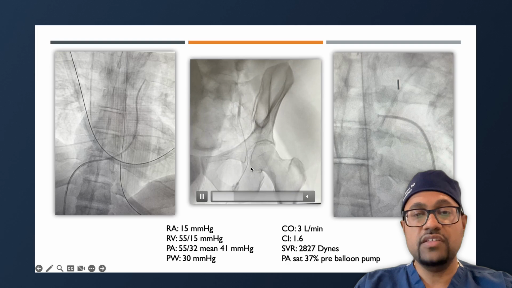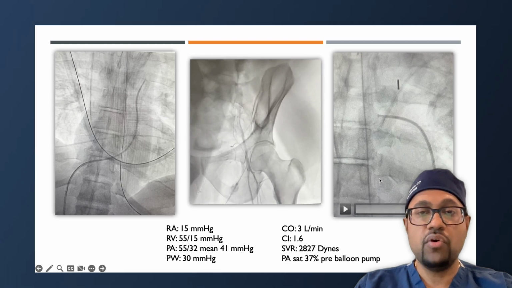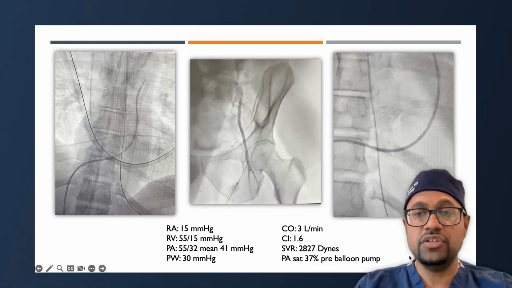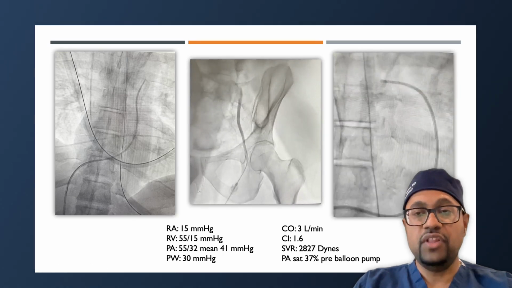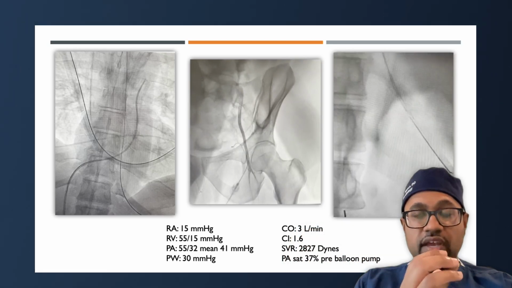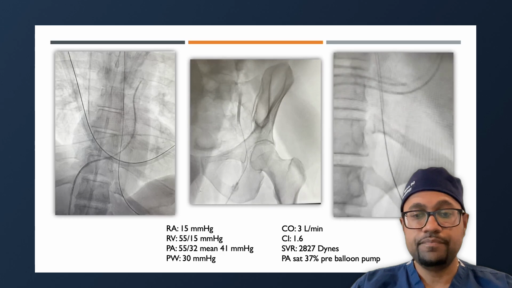And more concerning is when I injected the artery in the leg, the artery is extremely small, limiting my options for mechanical circulatory support. So I decided to place what's called an intra-aortic balloon pump in this patient, which basically inflates during diastole to push blood into the coronaries and then deflates during systole to create a suction effect to help unload the heart.